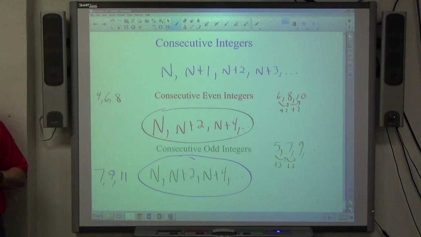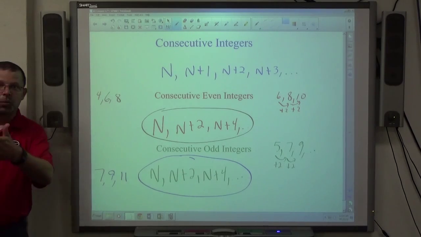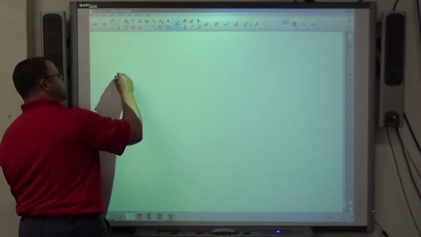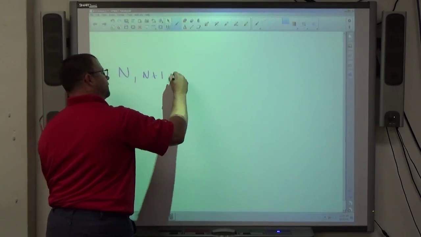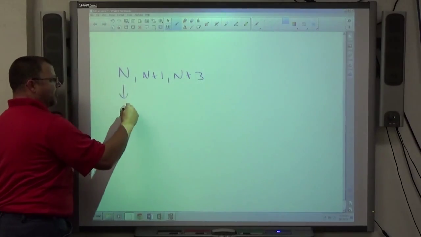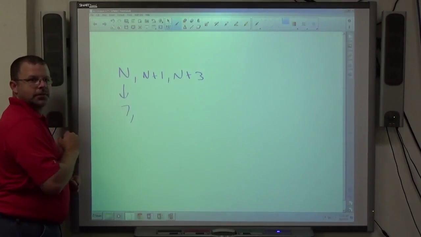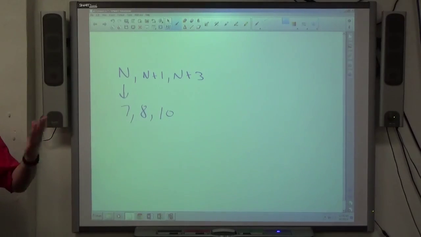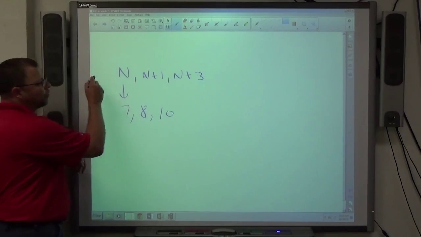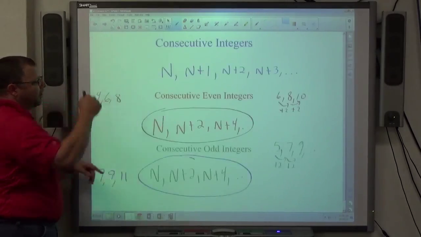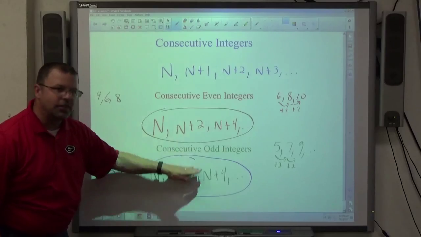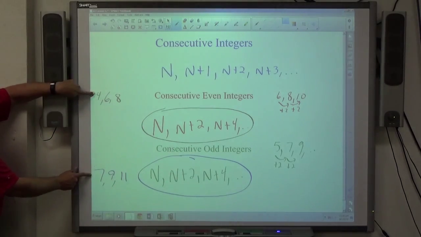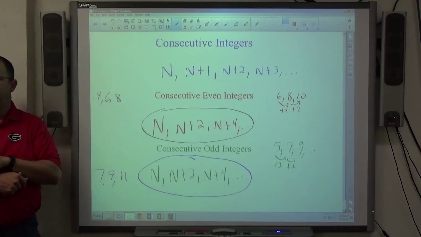If I have this one that people want to do, n plus 1, n plus 3, which I've seen people do, let me show you this. Don't write this down, this is wrong. Let's take Quinn's odd number 7, right? What's 7 plus 1? 8. And 7 plus 3? 10. It's not consecutive odd integers, it's just a big jumbled mess. So again, this is wrong, it will never be right. So when it says consecutive odd or even, they look the same algebraically. The difference is, what does n represent? If n's even, everything's even. If n's odd, everything's odd.